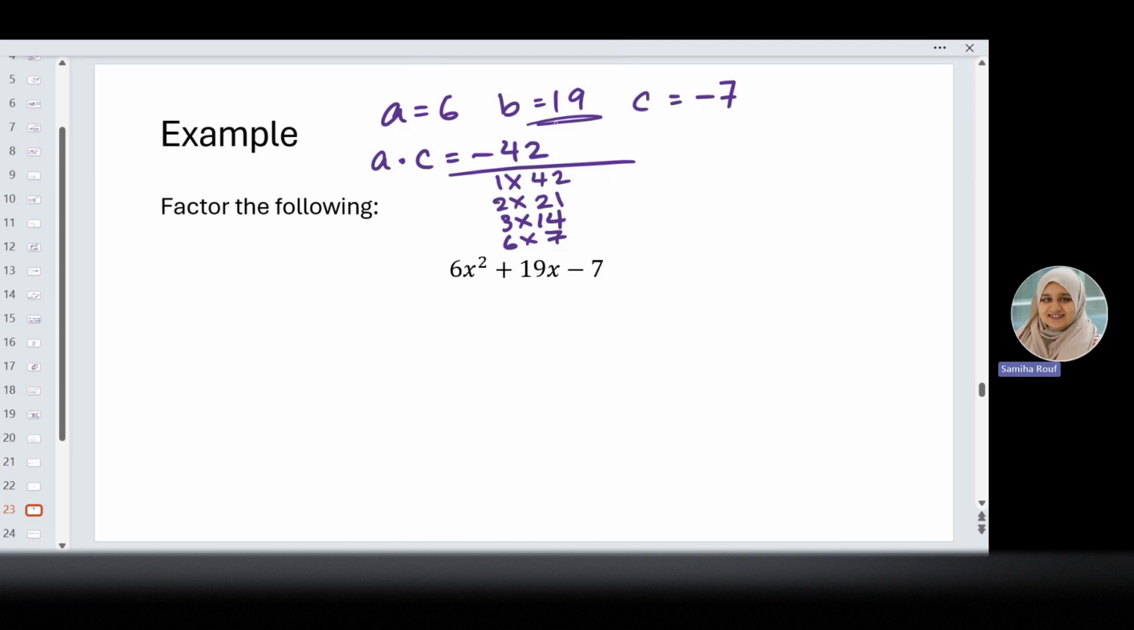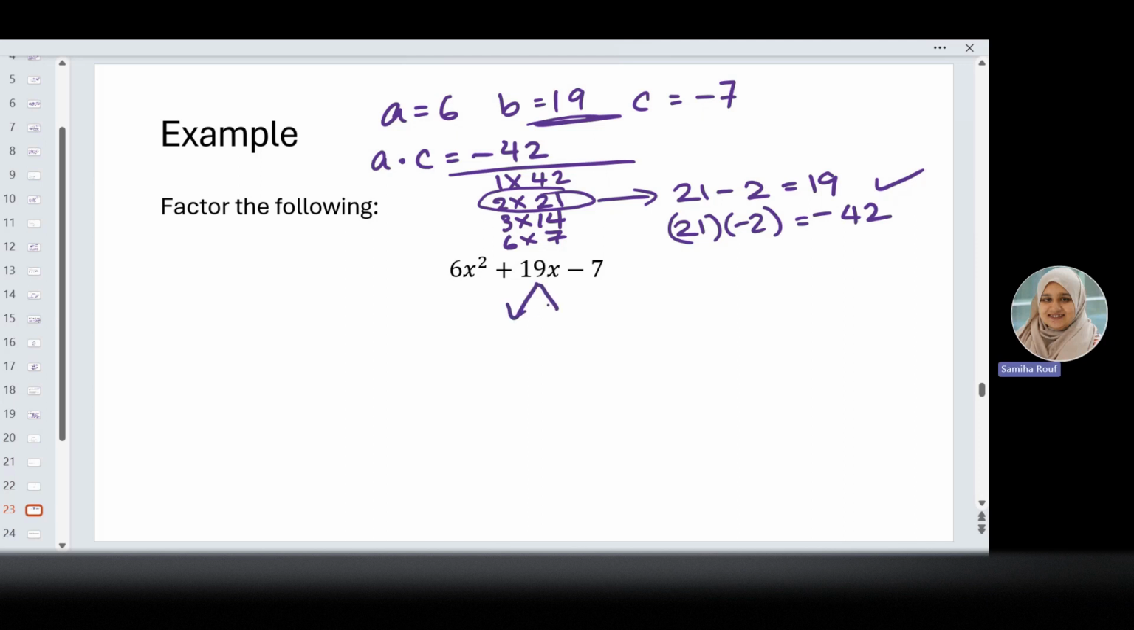Well, we're trying to get to 19. We can do that here, because 21 minus 2 equals positive 19. 21 times -2 equals -42. So we're going to split 19x into 21x minus 2x. And then we're going to bring down the rest of the expression. Let me just write this out a little bit bigger. Now we look at this pair and this pair.